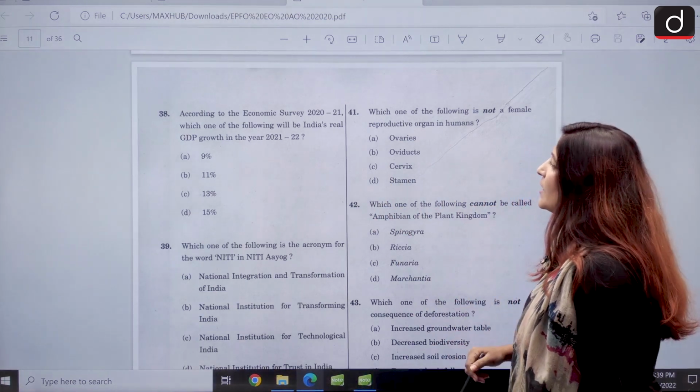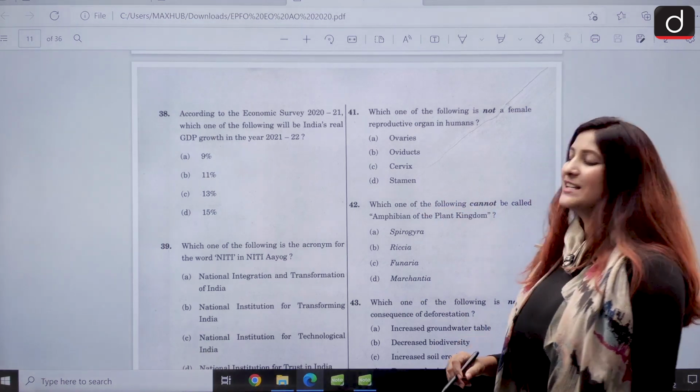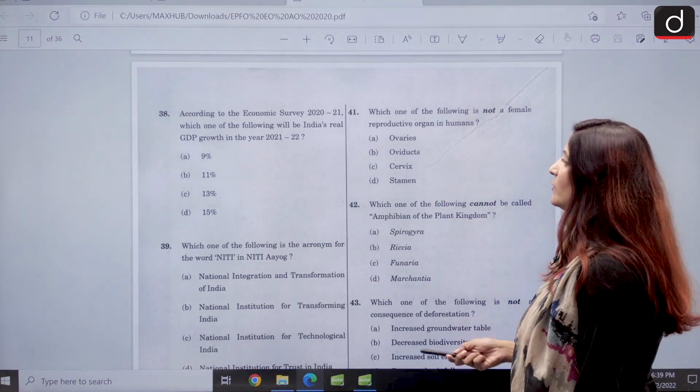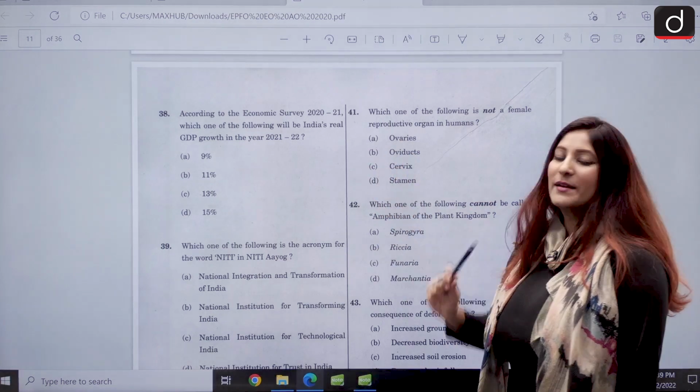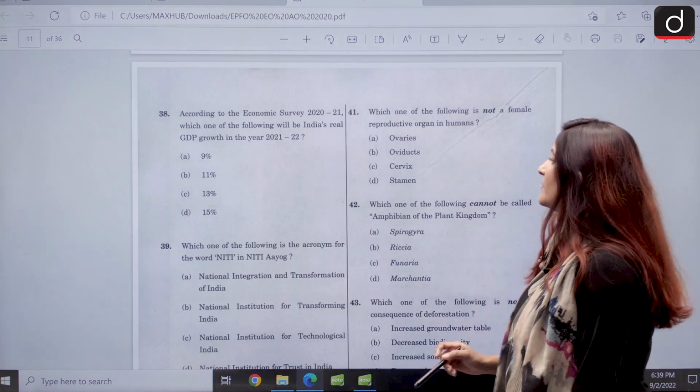This is 2020. According to Economic Survey 2020-21, which of the following will be India's real GDP growth in the year 21-22? Options have been given. Economic Survey. That means for the upcoming examination, you have to be dealing with economic surveys as well.